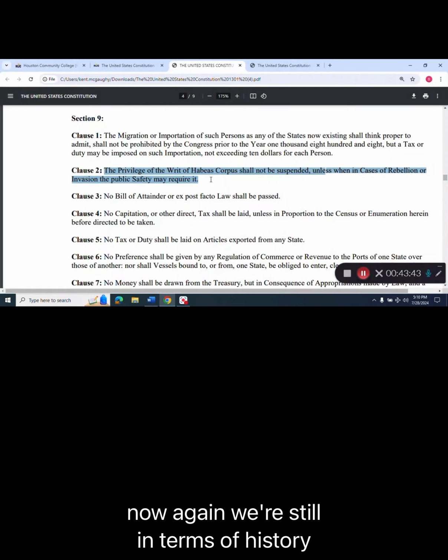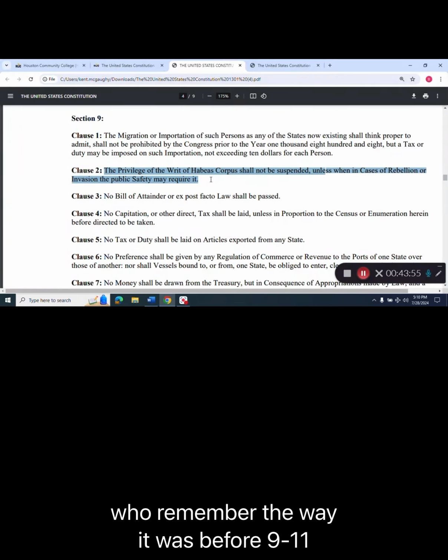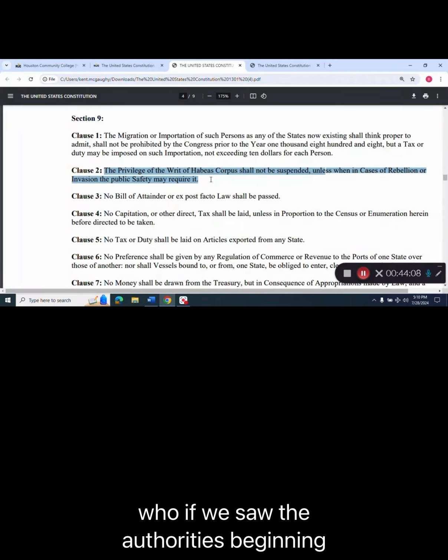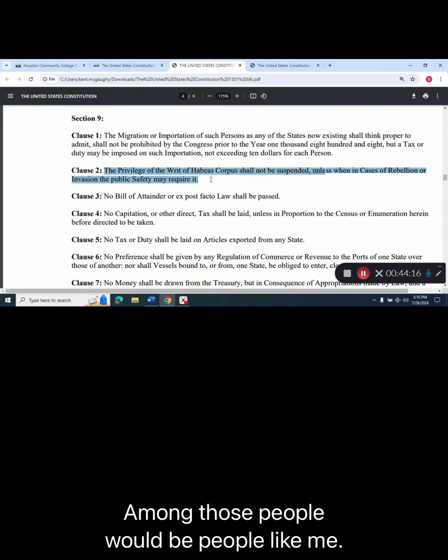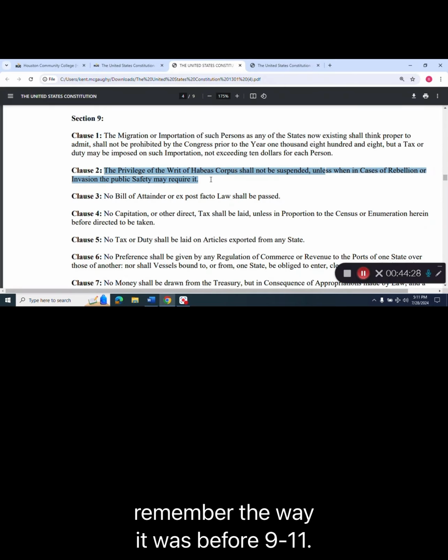Now, again, in terms of history, we're still early on in this. It's been just over 20 years. And there are still far too many of us who are alive who remember the way it was before 9/11. But eventually, among those who remember the way things were before 9/11, who, if we saw the authorities beginning to arrest citizens of the United States, we'd be out there screaming bloody murder. Among those people would be people like me. But at some point, I'm going to die. And so will the rest of us who remember the way it was before 9/11.